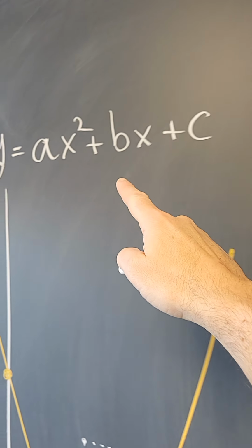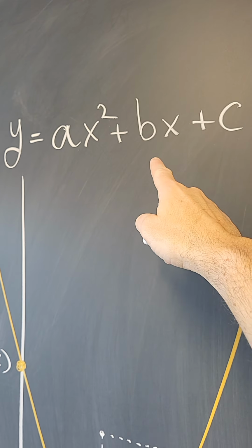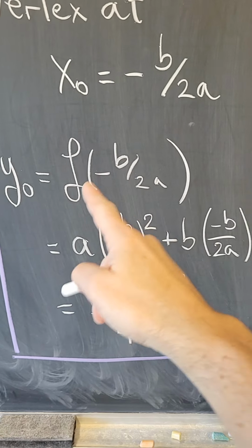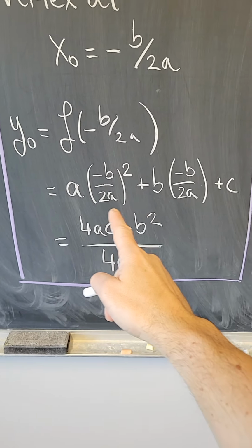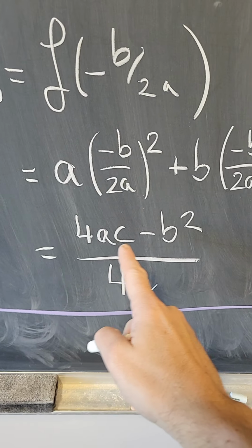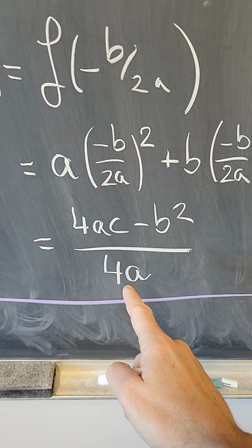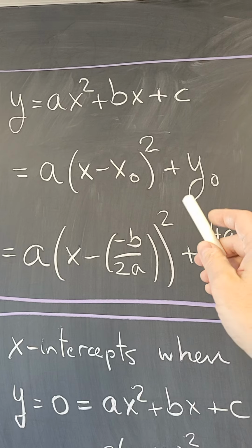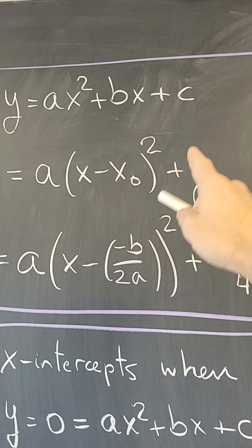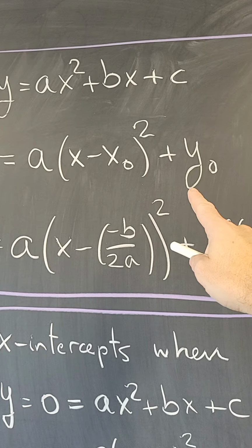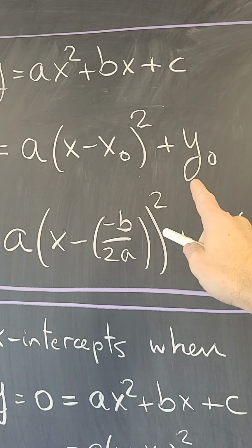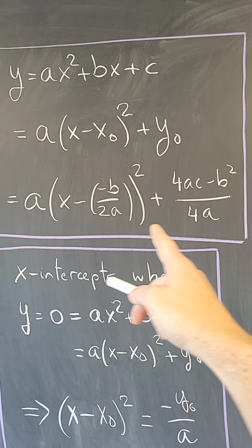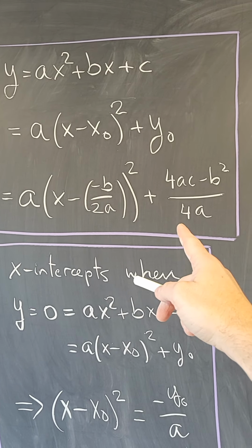And then if you plug in here minus b over 2a for x, and you solve for y, then what you get is that the y-coordinate is precisely (4ac minus b squared) divided by 4a. So the formula for the vertex is this one. Now, if you complete the square in x, you get an expression of this form, where x0 and y0 are the coordinates of the vertex. So knowing the coordinates of the vertex, we also get this expression for it.